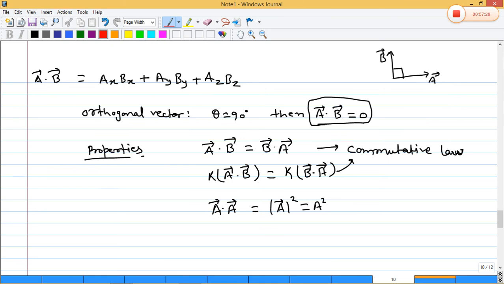After that, the Cartesian coordinate system. We will discuss the Cartesian coordinate system in the next lecture.